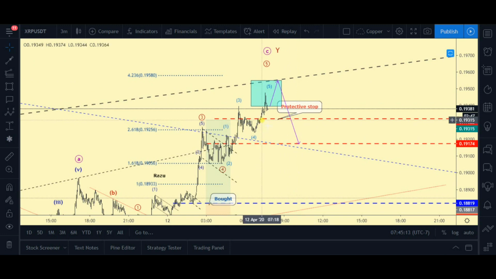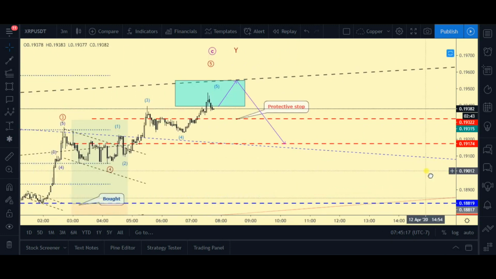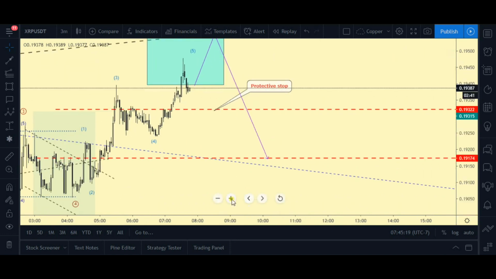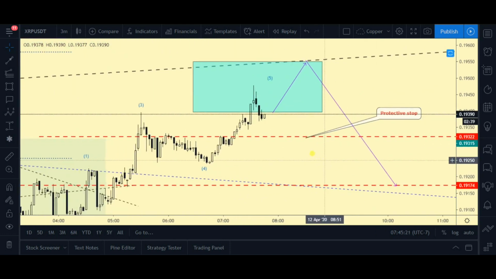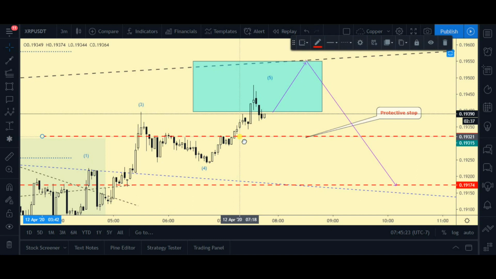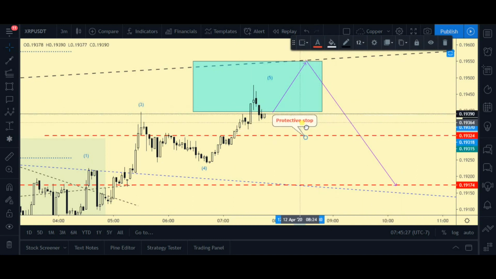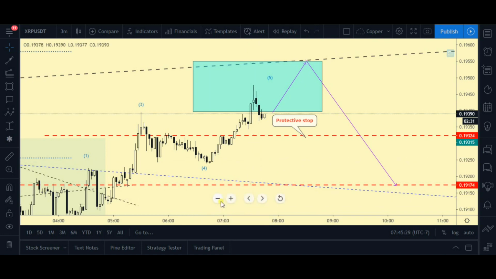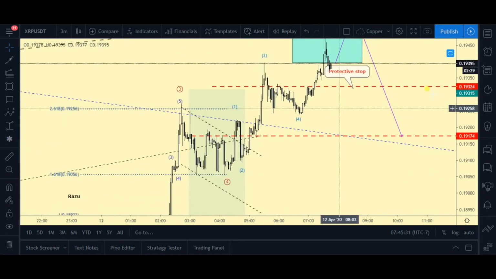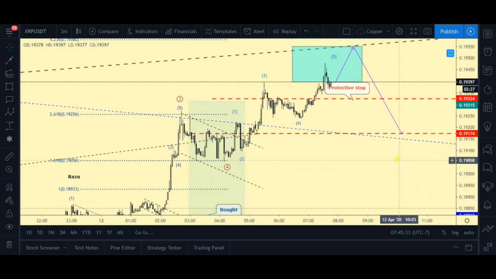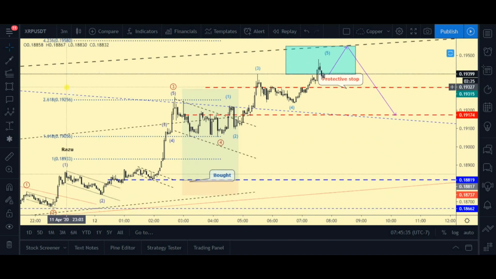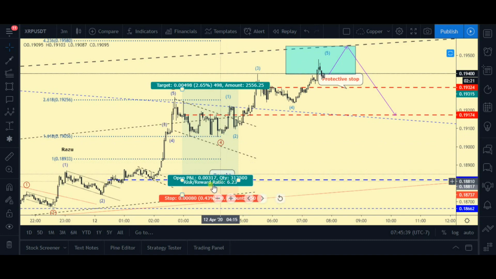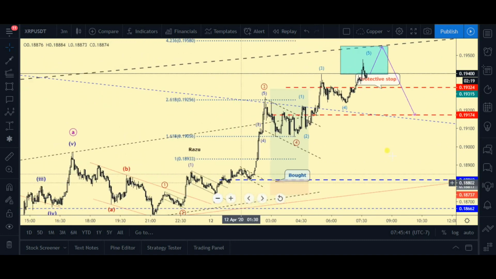But I've moved my protective stop right here at this point. This is the protective stop that I want to put here right now. So if the price breaks this support, I will book the profit. So for $1 you're risking $1 and you have a profit of $6. That's a very good profit margin here.